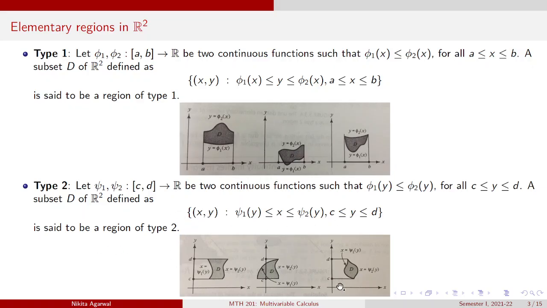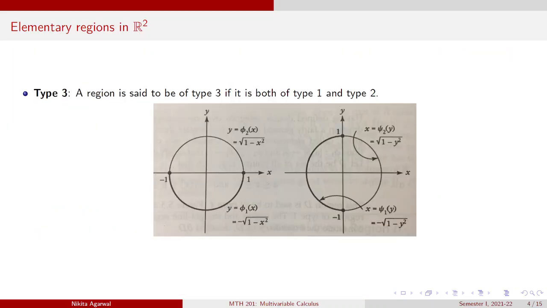Now, if you look at these three pictures, that's what is happening, right? You have two functions which are from closed interval [c, d] to R. So, these are their graphs and you let y go from c to d and x goes from psi1(y) to psi2(y). So, these shaded regions are all type 2 regions. Okay. Now there is a third kind of region which is called type 3 and a region is said to be of type 3 if it is both of type 1 and type 2.